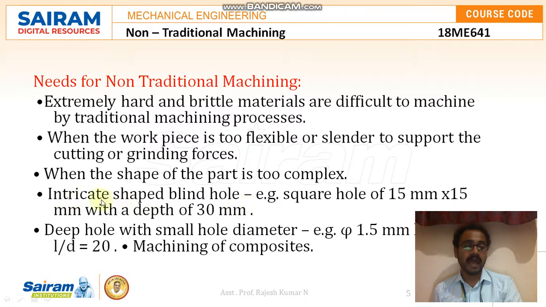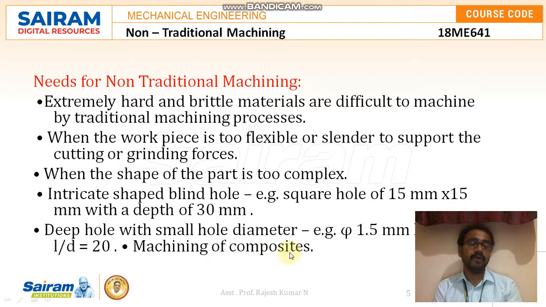You can see the example I have highlighted: a square hole of 15 mm by 15 mm with a depth of 30 mm, making exactly this dimension. This intricate shape, which we call a blind hole, is very difficult in the traditional machining process, but we can easily do this in the non-traditional machining process. And the last important one is the deep hole with a small diameter. For example, a hole of 1.5 mm diameter with an L by D of 20. You can imagine how complicated and very small that hole is. And the last one is composites.